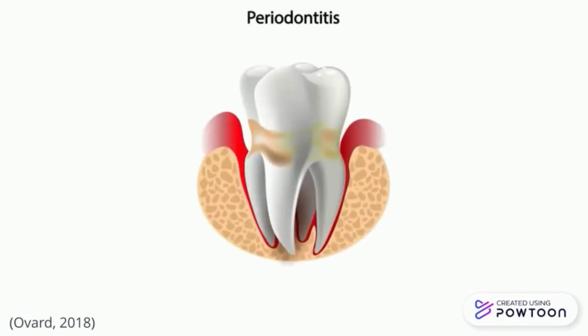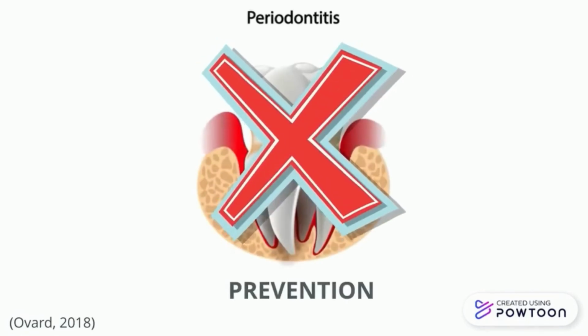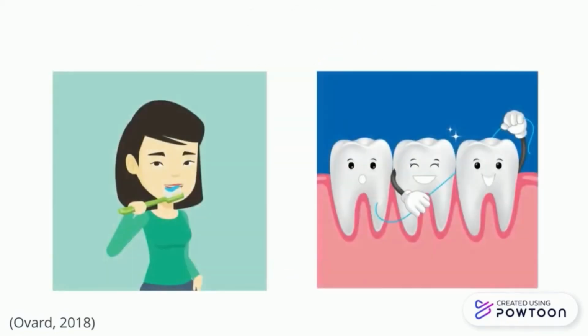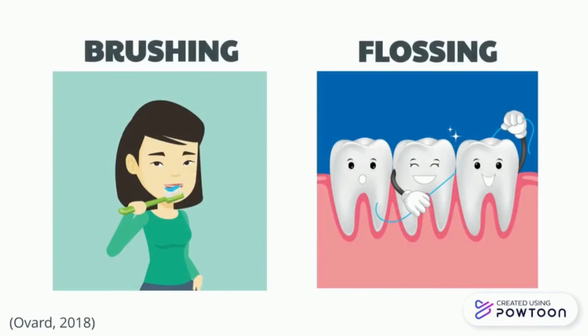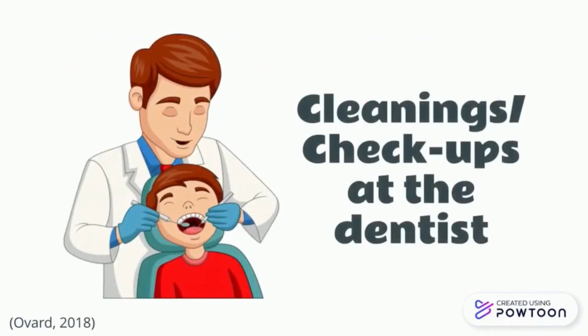In order to prevent the development of periodontitis, taking action at all stages of the disease is essential. The most effective ways to combat its development is by, one, practicing proper dental hygiene, which includes consistent toothbrushing and flossing, and two, ensuring that you take regular visits to your dentist for cleanings and checkups.